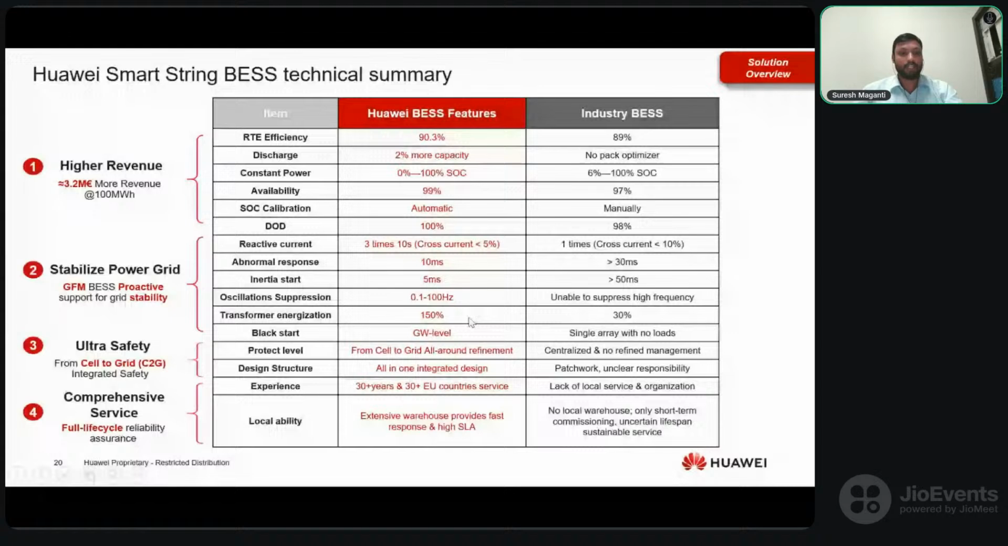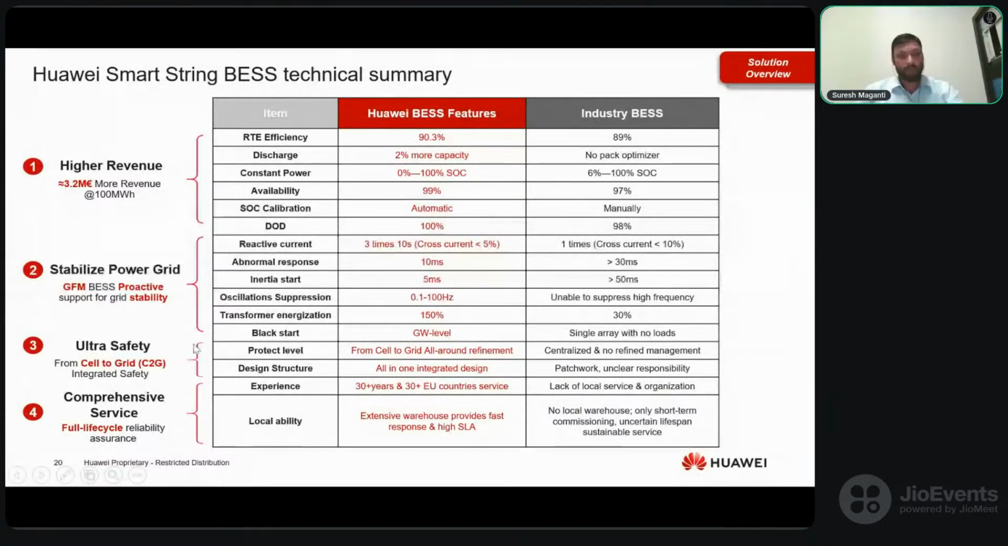And also it has black start at gigawatt level. Gigawatt level means 1000 megawatts. When you talk about a 1000 megawatt level plant, there are thousands of inverters, all of which will start at a time, so that the black start can reach up to rated voltage within minutes. So this is one of the biggest advantages.